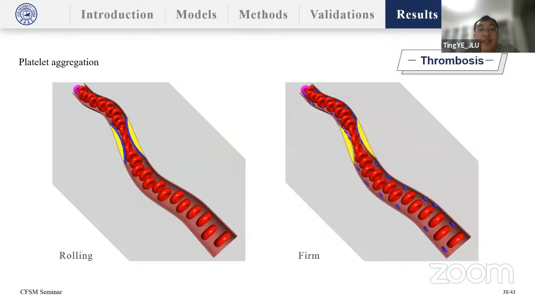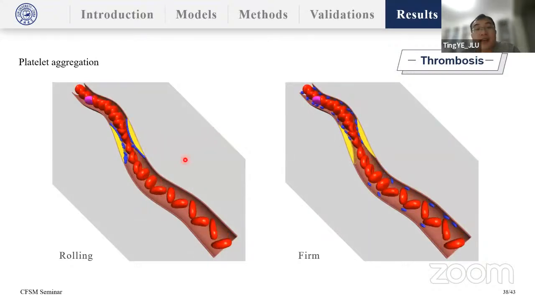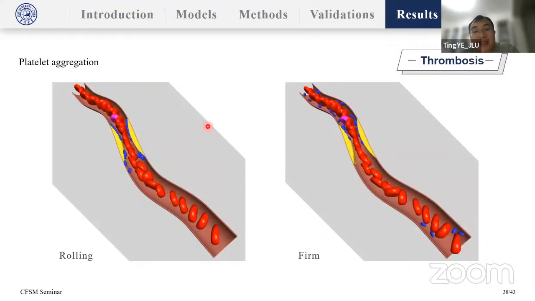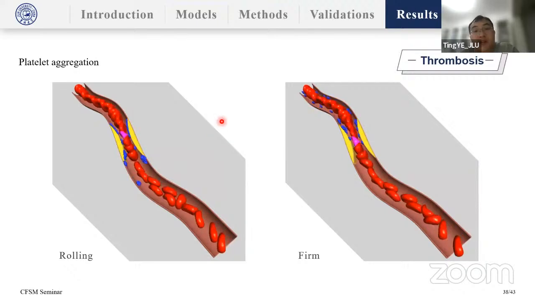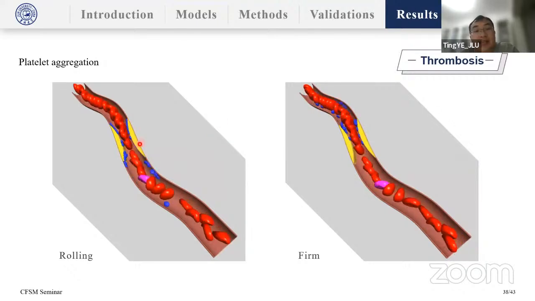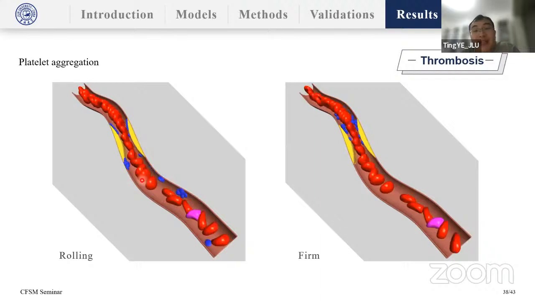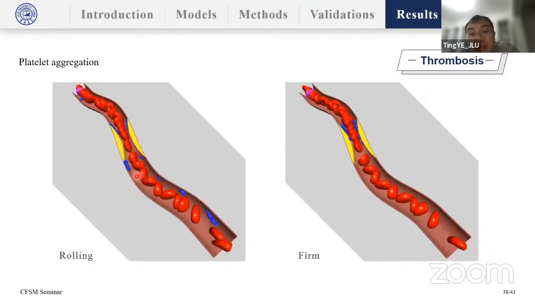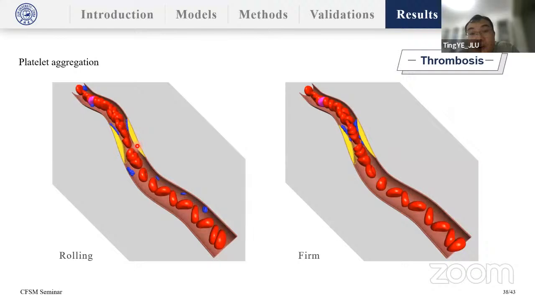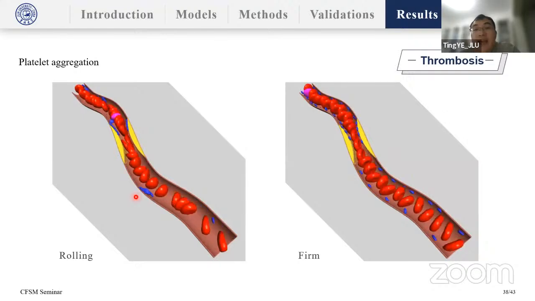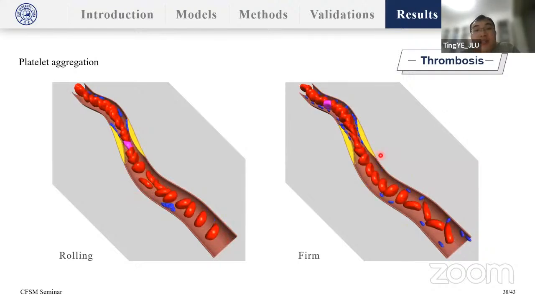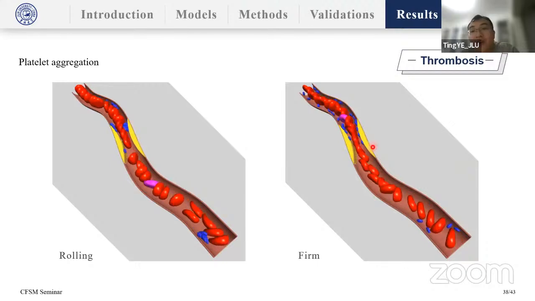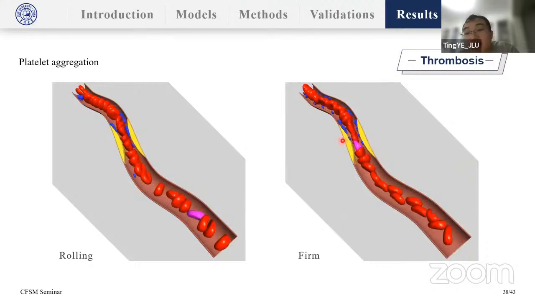The second important step of thrombus formation is the platelet aggregation. We also simulated this process. The left movie shows the platelet aggregation and rolling on this surface. And this is a cluster of platelets. And the right movie shows the aggregation, but firmly adhered on the surface. Here is a cluster of platelets.